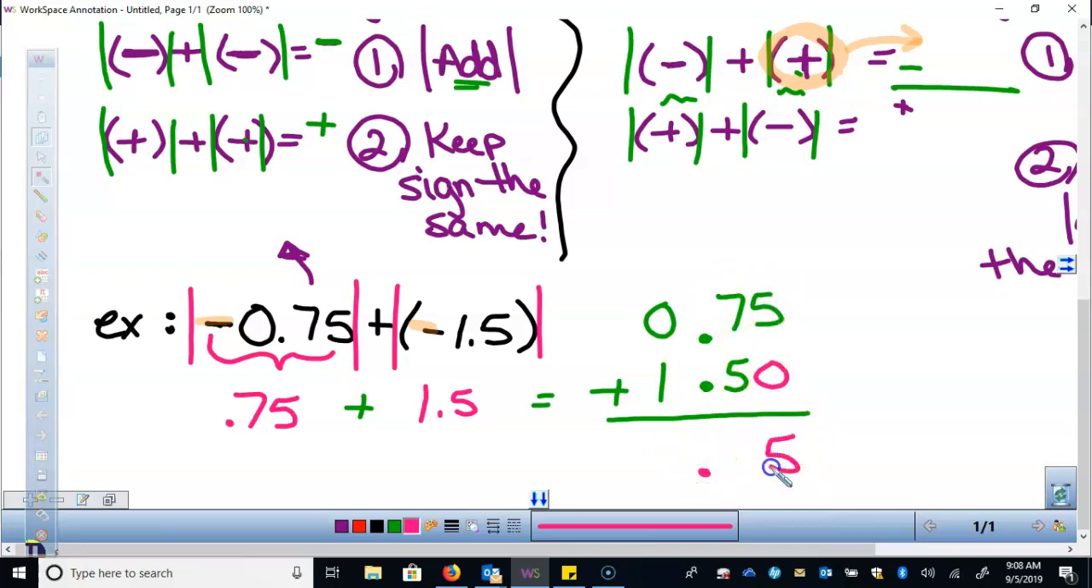5 plus 0 is 5. 7 plus 5 is 12. Carry the 1, and then we have 2. So our answer is 2 and 25 hundredths. We added the absolute values.